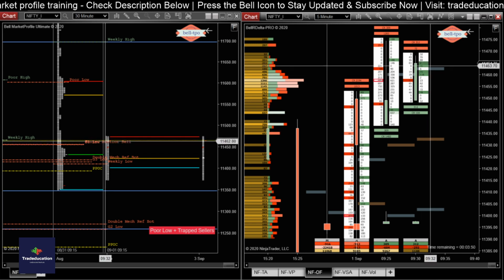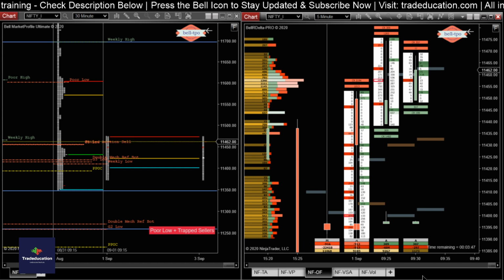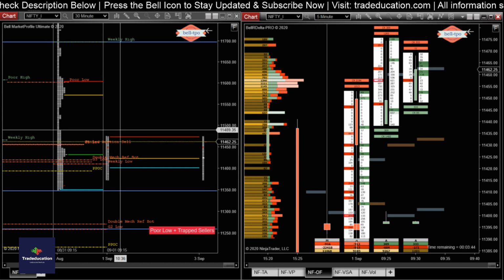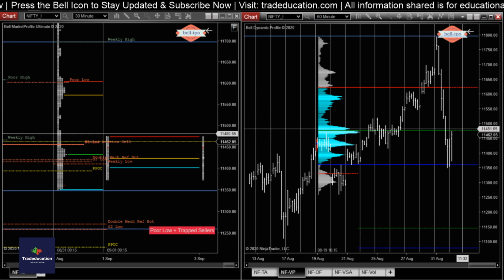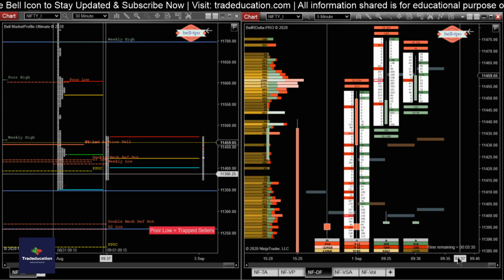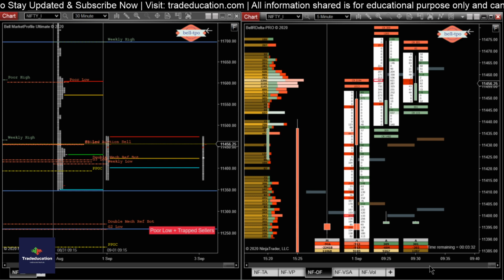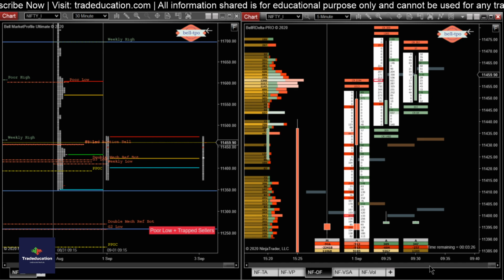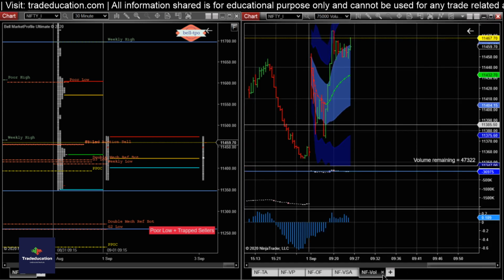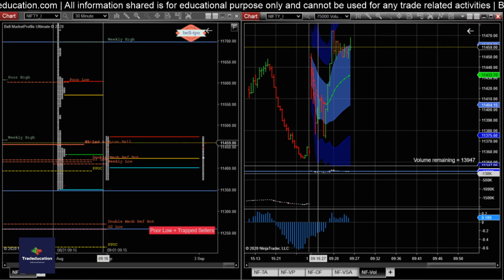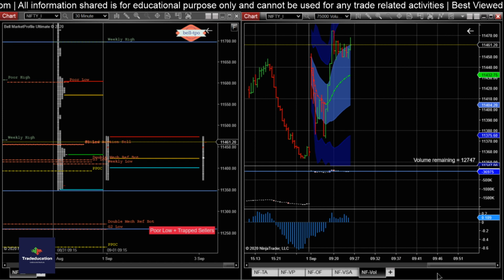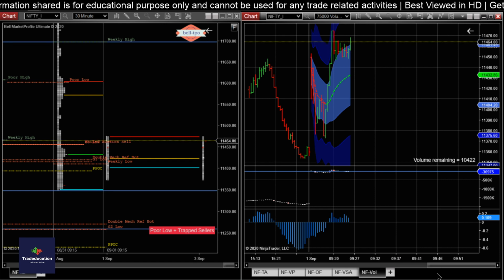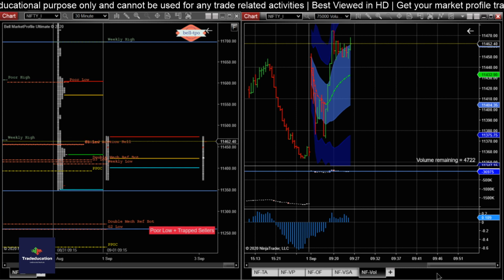So momentum buyers are again stepping in, and it looks like they will be getting rejected around this single print 11,489. So we need to observe whether the VPOC is getting tagged again or not. Delta is turning positive now. Here it is just developing sideways, no clarity in terms of direction, but volume flow is pretty good.